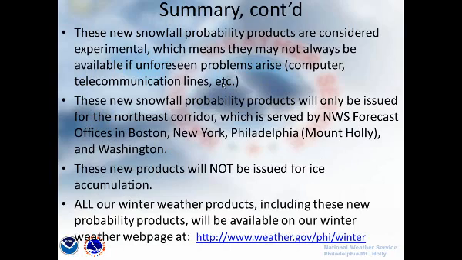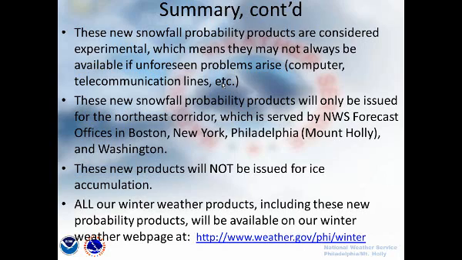These new snowfall probability products are considered experimental, which means they may not always be available if unforeseen problems arise, computer problems, telecommunication problems, etc. We're hoping that doesn't happen. We're working on ways for that not to happen, but until we get all the glitches worked out, we can't guarantee that the product will always be available, although we're going to strive to have that happen.